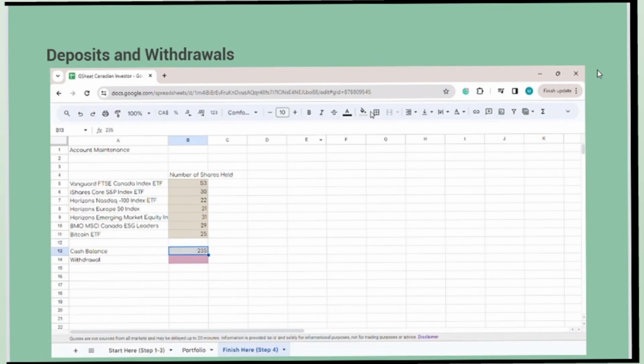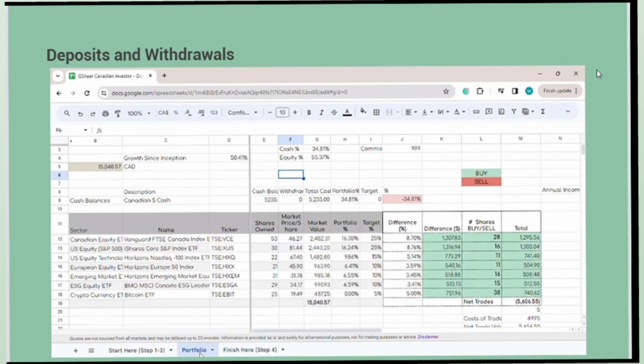For example, if I deposit $5,000, my cash balance becomes $5,235. When I input the new cash balance, the portfolio tab tells me how many shares to buy of each ETF to invest my $5,000 deposit.